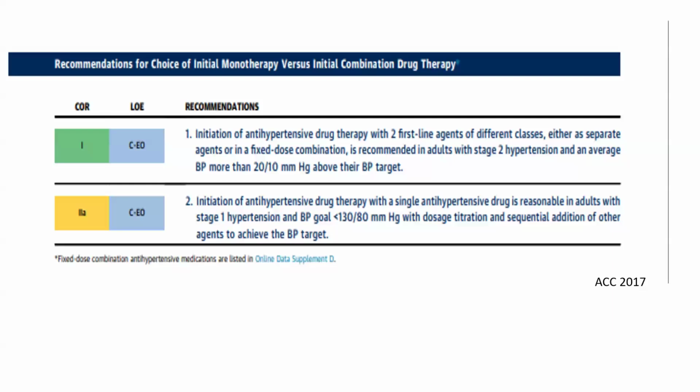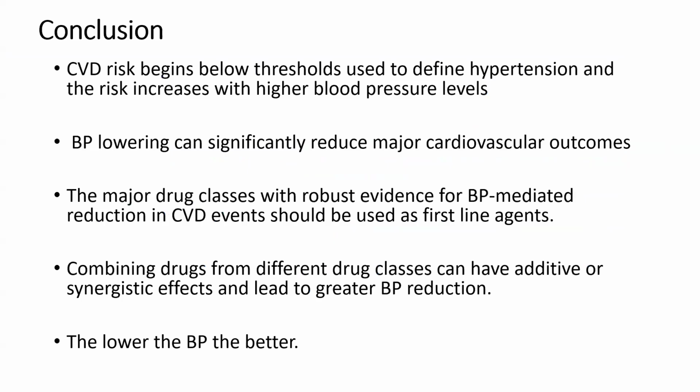The ACC 2017 recommends initiating blood pressure lowering agents in combination for patients with stage 2 hypertension and an average blood pressure more than 20/10 millimeters of mercury above their target blood pressure.